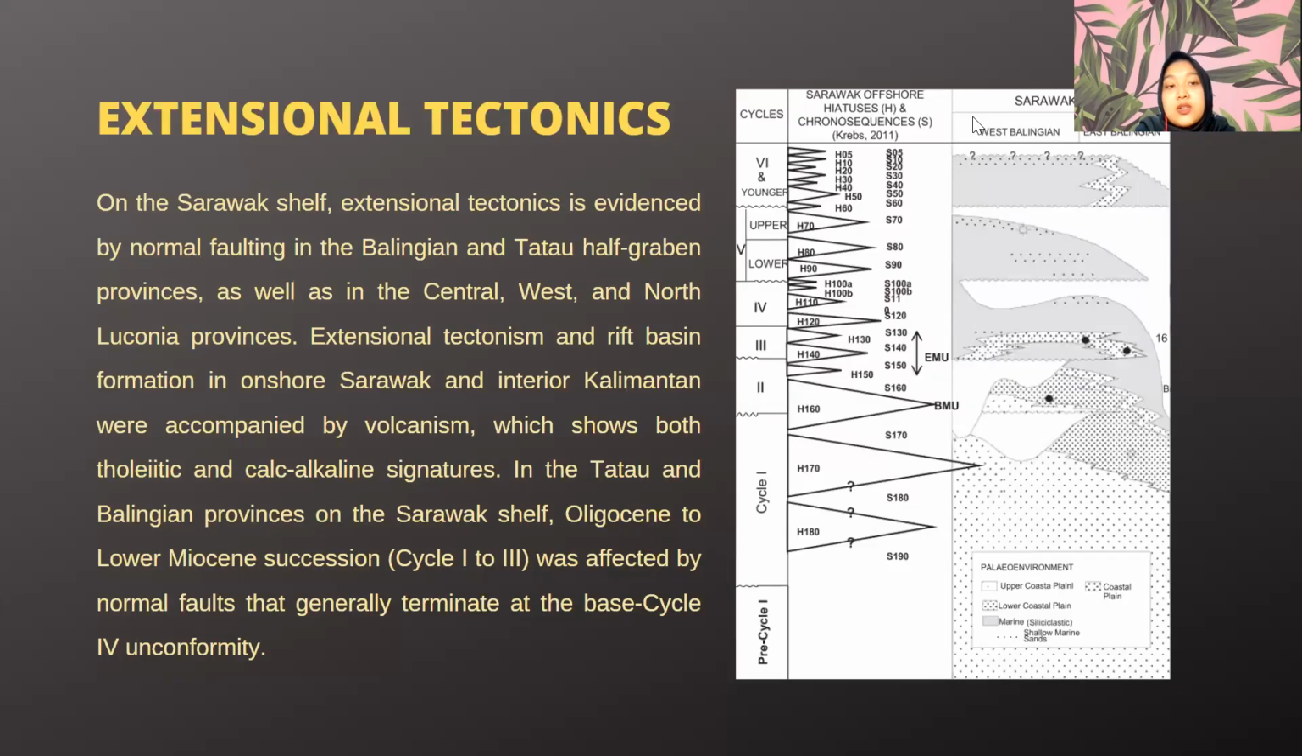All right, so the extensional tectonics on the Sarawak Shelf. Extensional tectonics is evidenced by normal faulting in the Balingian and Tatau Half Graben provinces, as well as the Central West and also the North Luconia province. In the Tatau and Balingian provinces on the Sarawak Shelf, the Oligocene to lower Miocene succession from cycle 1 to cycle 3 was affected by normal faults that generally terminate at the base cycle 4 unconformity.